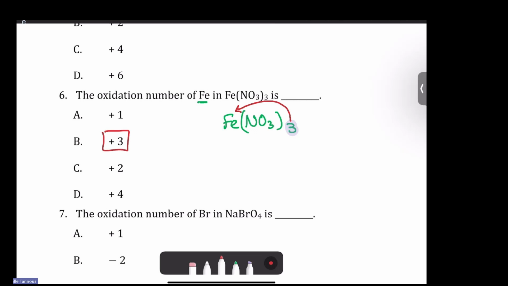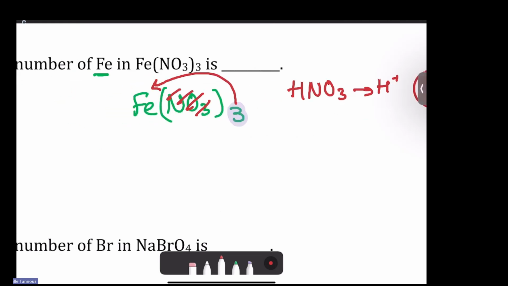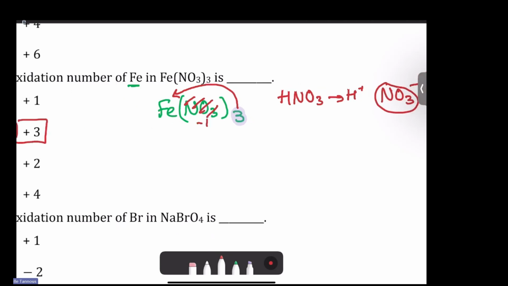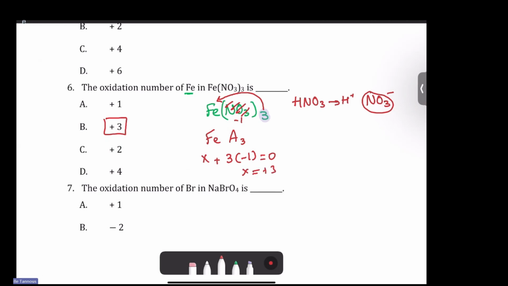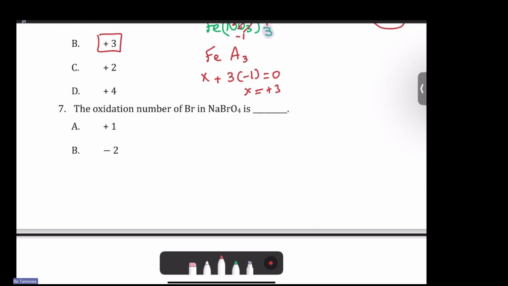Or, knowing from the previous lessons of acid and base, HNO3, when it ionizes, gives me H plus, and it gives me NO3 minus. So I literally know that this part here is negative 1. So I can say Fe(NO3)3, and Fe is X, and NO3 I have 3 times and it's negative 1. So Fe will be plus 3. Pause and repeat the video if this part is not clear.